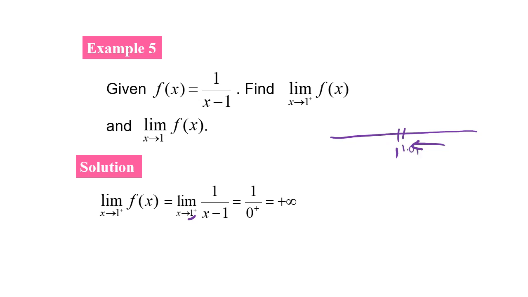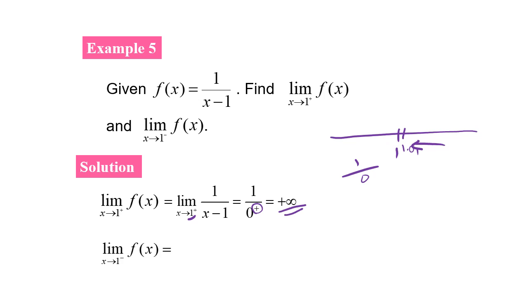So 1.01 minus 1 is still 0.01, which is a positive value. So 1 over 0, we put positive here because it will indicate the sign of the infinity. So 1 over 0, 1 over nothing, will be a very big value. So the indication here, whether positive or negative, is whether we approach from the right side or from the left side. That's why the answer here is positive infinity.